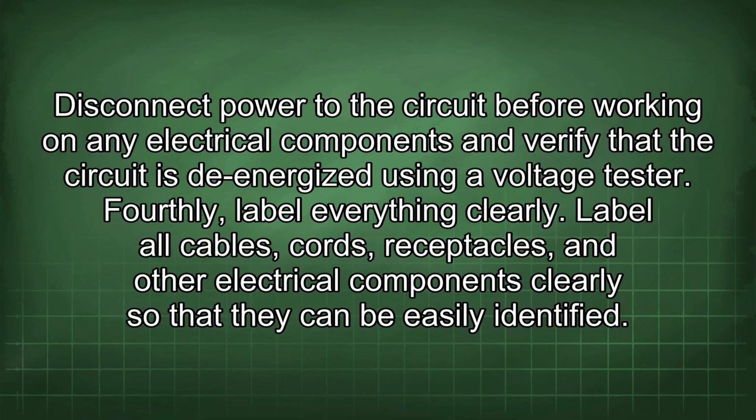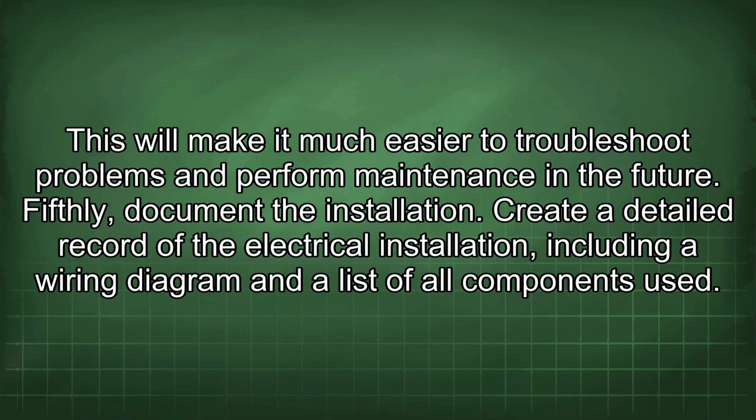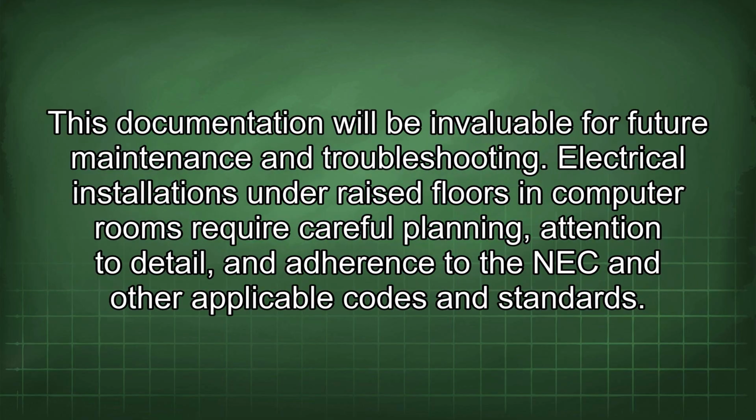Fourthly, label everything clearly. Label all cables, cords, receptacles, and other electrical components clearly so that they can be easily identified. This will make it much easier to troubleshoot problems and perform maintenance in the future. Fifthly, document the installation. Create a detailed record of the electrical installation, including a wiring diagram and a list of all components used. This documentation will be invaluable for future maintenance and troubleshooting.